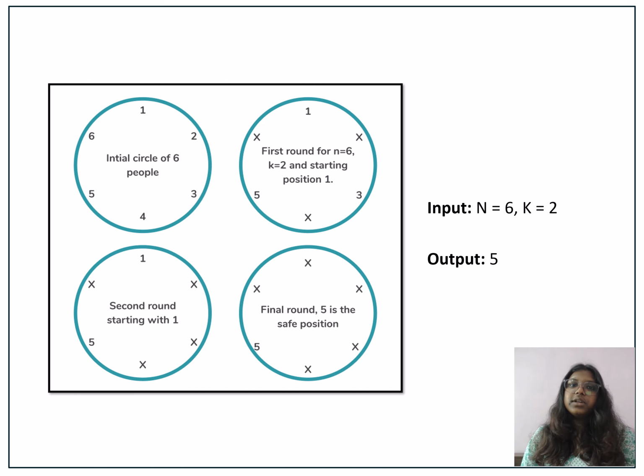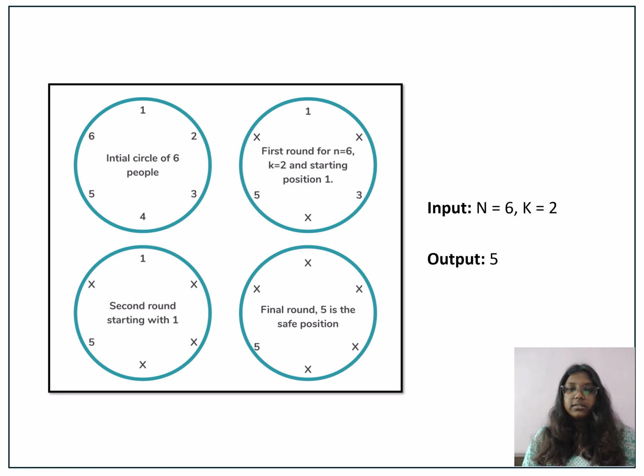So person 4 is removed next. The circle now looks like 1, 3, 5 and 6. Next we start from person 5. Count 1 is person 5 and count 6 is person 6. So person 6 gets removed.